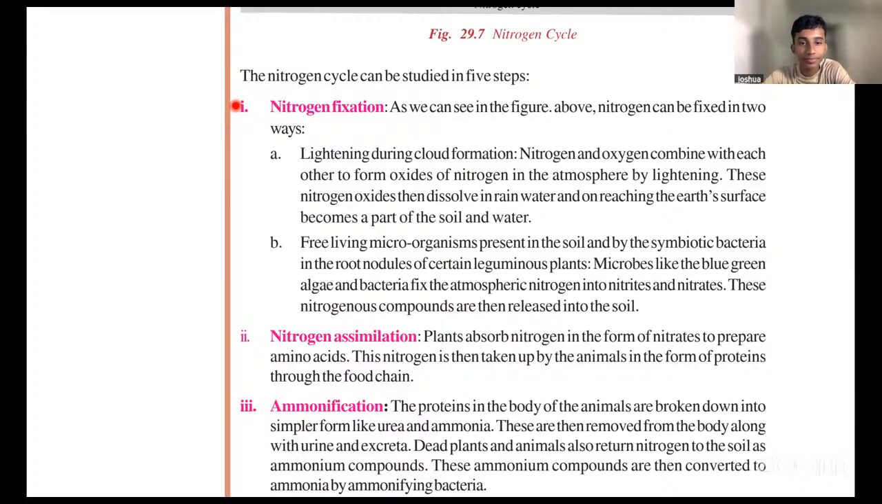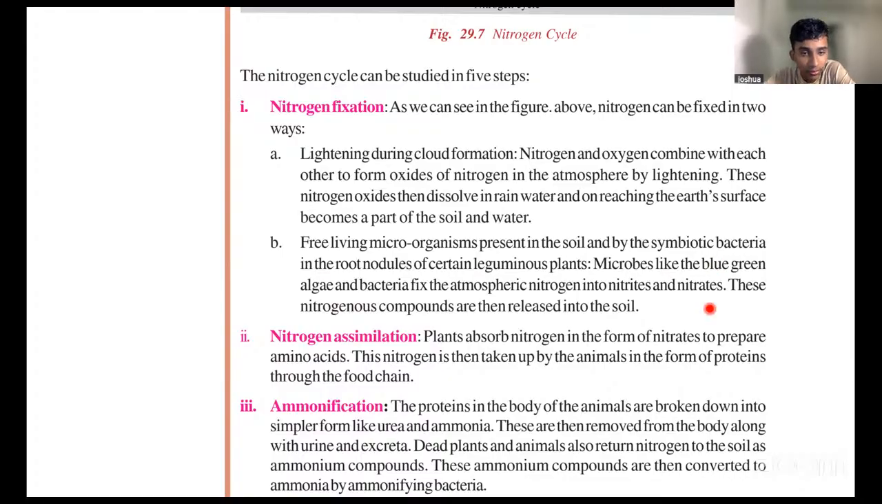Nitrogen fixation. As we can see in the figure above, nitrogen can be fixed in two ways. A. Lightning during cloud formation. Nitrogen and oxygen combine with each other to form oxides of nitrogen in the atmosphere by lightning. These nitrogen oxides then dissolve in rainwater, and on reaching the Earth's surface become a part of the soil and water.